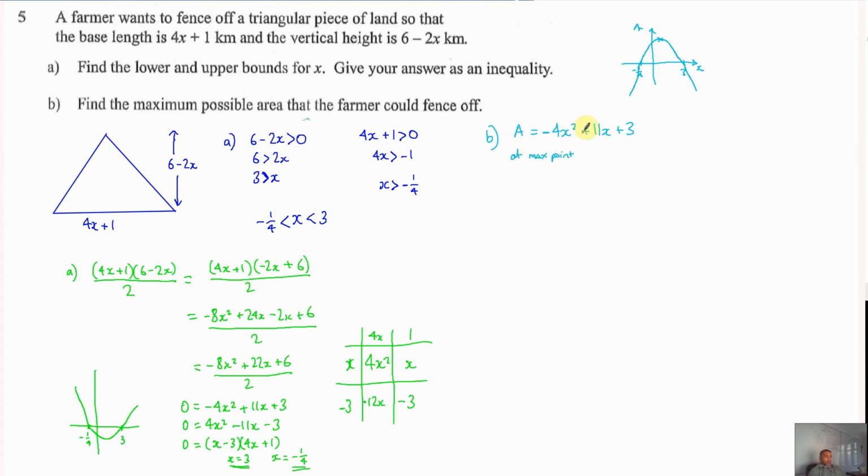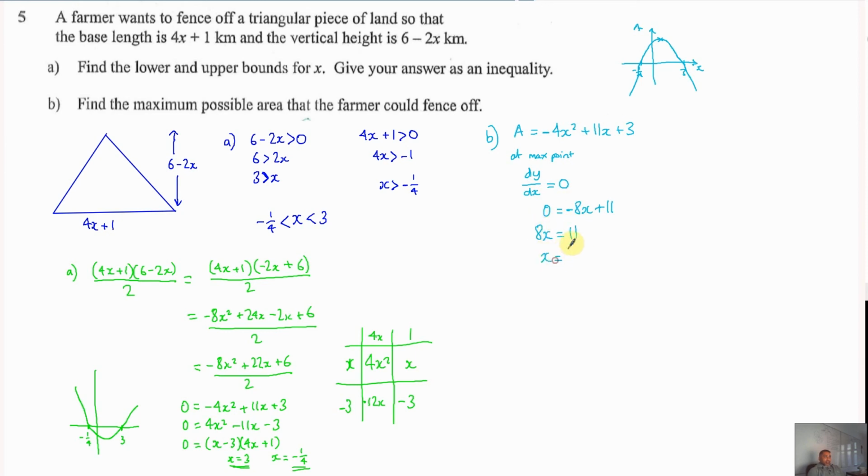At the maximum point, our gradient, dy/dx, has to equal 0, because it's a turning point. The gradient is going upwards and then it becomes horizontal, so the gradient itself will be 0 before it turns negative. So at that max point, dy/dx equals 0. So 0 equals, if I differentiate this now, 2 times minus 4 gives us minus 8x, and the power becomes 1. And then 1 times 11, so plus 11. The x reduces by a power, so it just becomes minus 8x plus 11. So what is x when the gradient is 0? Well, let's add 8x to both sides.